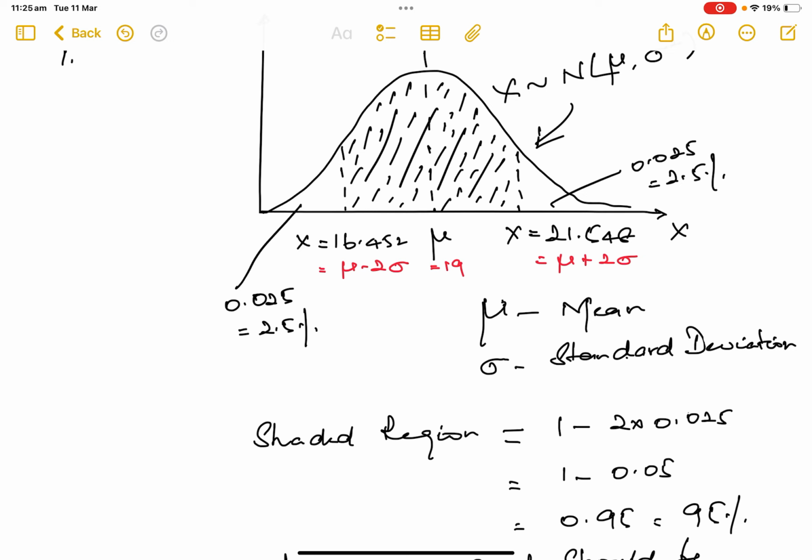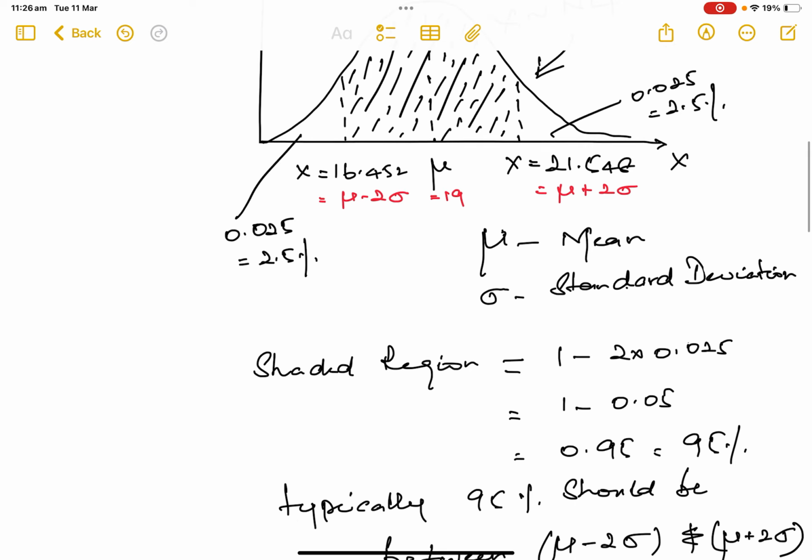So the 95% is between x equals 16.452 and 21.548. Do not look at the red ink at the moment, just wait for us. Mu is the mean. It's always the normal distribution. Mu is the symmetry, right in the middle of the bell-shaped curve. Mu is the mean, and lambda is the standard deviation.